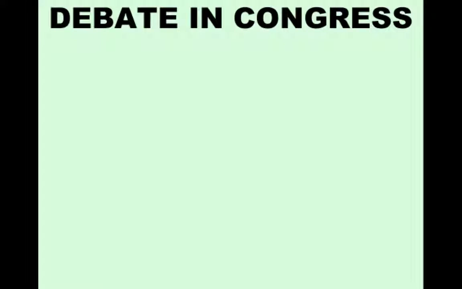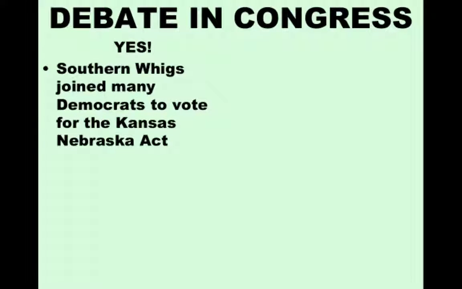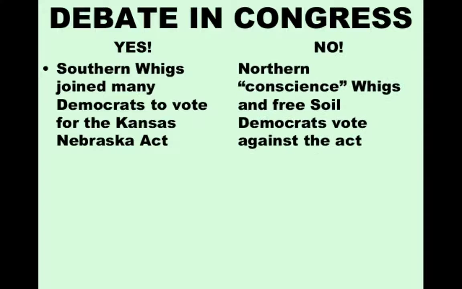Now, there's a huge debate in Congress, and the people that are for it are Southern Whigs and many Democrats in the South. They vote for the Kansas-Nebraska Act, and those opposed are Northern Conscience Whigs and Free Soil Northerners and Free Soil Democrats. They vote against it. But it passes.